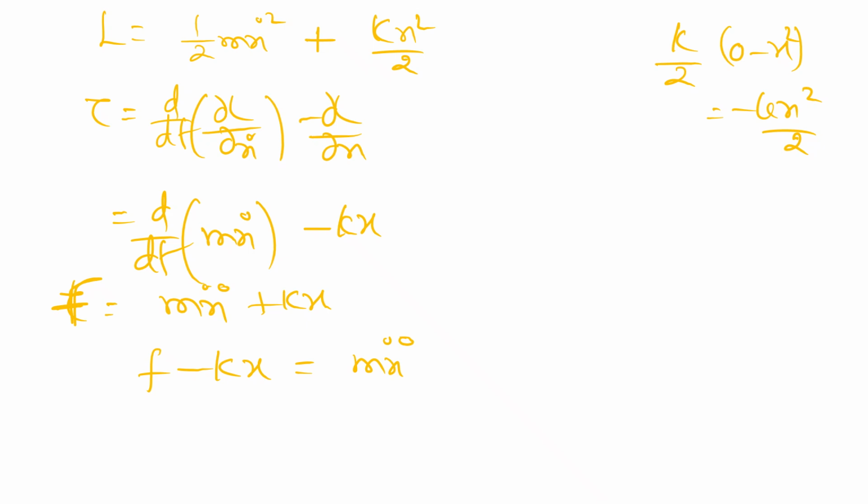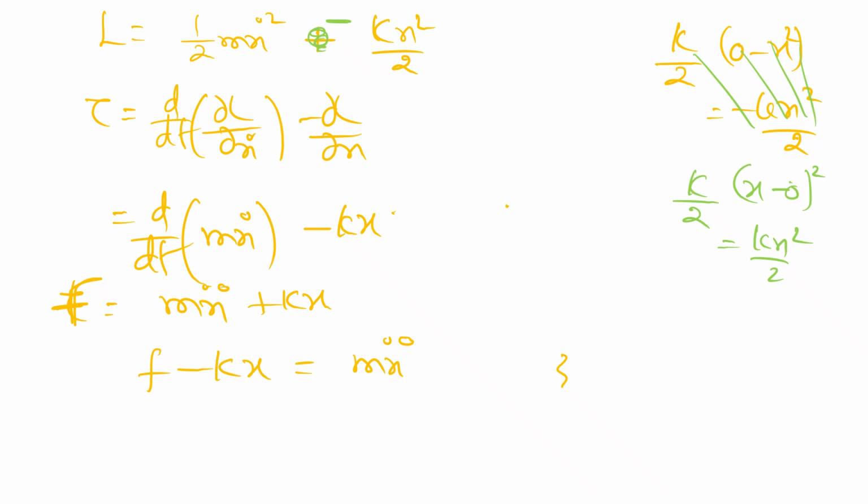Okay, one second. Yes, here I think I made one small mistake. Sorry about this. The formula is k by 2 times upper limit minus lower limit, but I put lower limit minus upper limit. So it becomes kx squared by 2, and it is minus only. Then this minus and this minus will be plus.